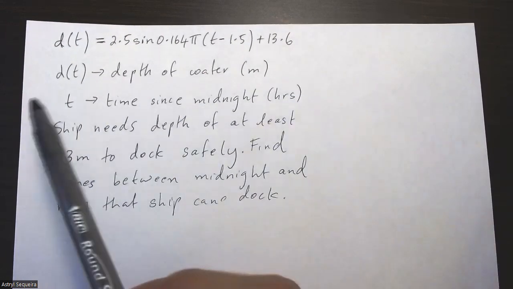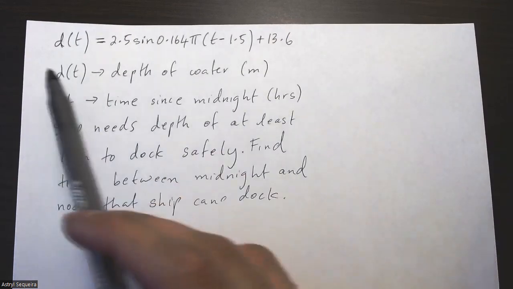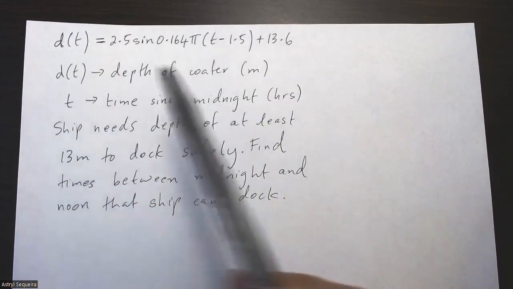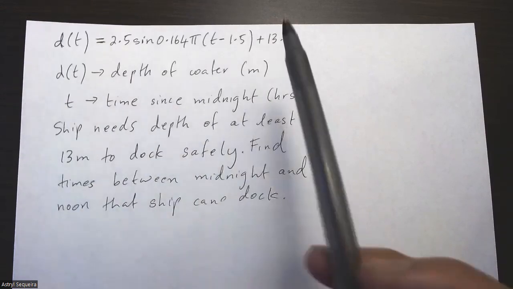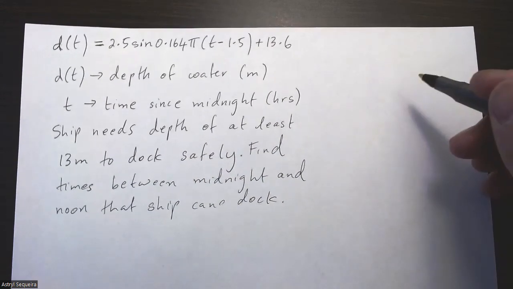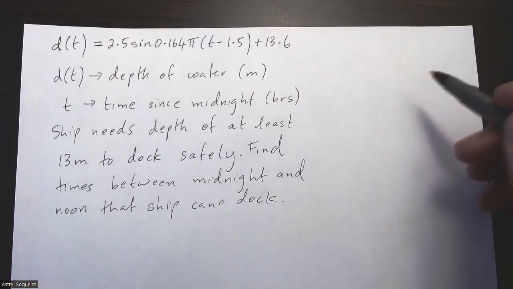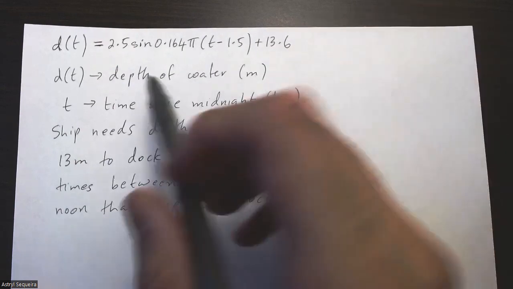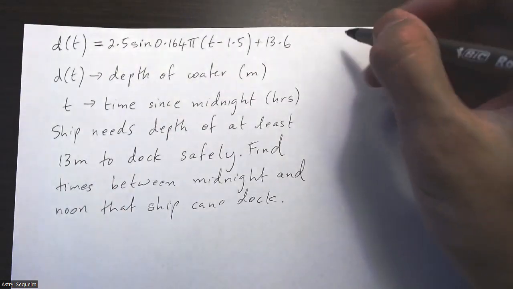So the first thing we want to do is get a couple of key features, and we want to sketch a graph of this. In these types of questions, it's generally a very good idea to sketch the situation out. So looking at this equation, I can tell that the amplitude is just 2.5.